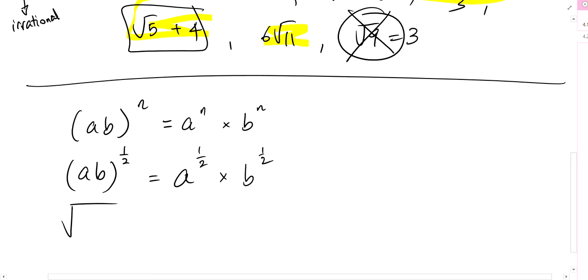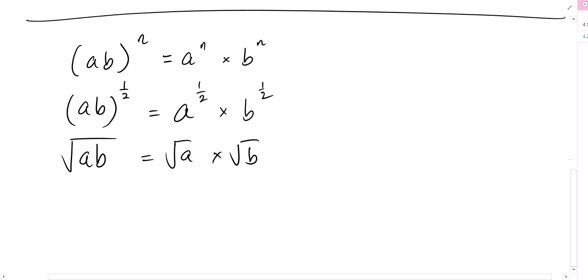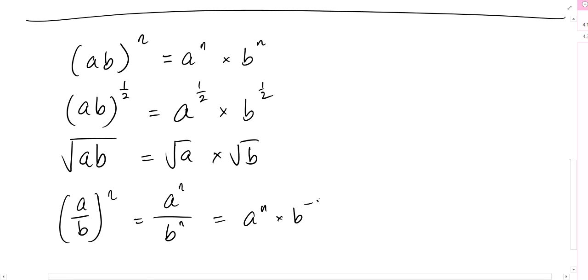That when I have square root of AB, it is actually square root of A times square root of B. Okay? Then the next one, when I have A over B power n, what does this expand to give me? A power n over B power n, or we can write A power n times B power negative n. They are the same thing.